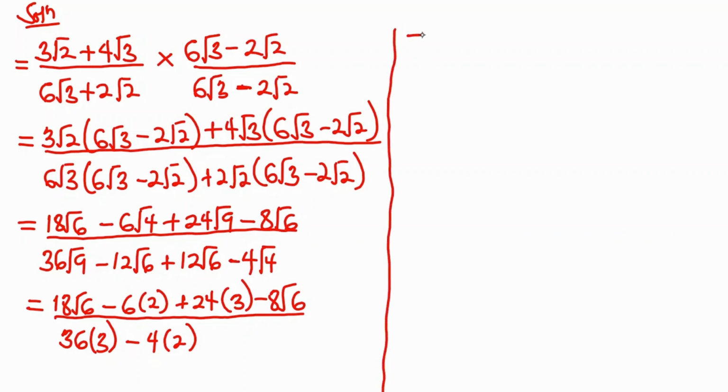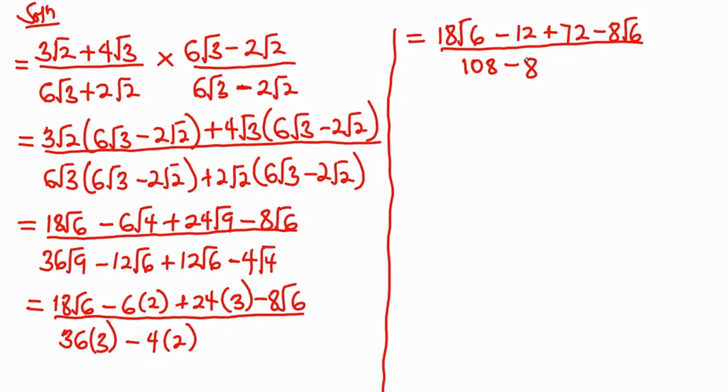So by simplifying the numerator again, we can see we have 18 root 6, and then 6 times 2 gives us 12, so that gives us minus 12, and then plus 24 times 3 gives us 72, and then we maintain that of 8 root of 6. We divide everything by 36 times 3 gives us 108, and then minus of 4 times 2 gives us 8.